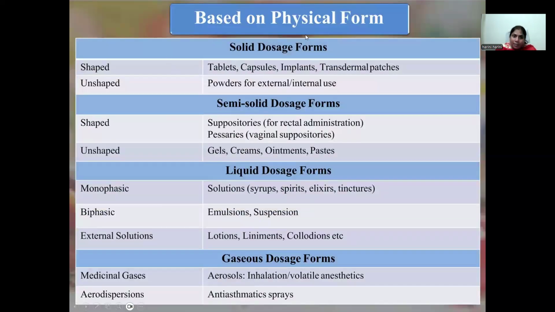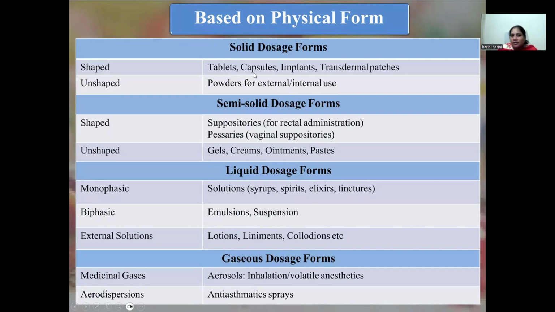Next, based on the physical form, again we are classifying into solid dosage forms. That is, if they appear in the form of solids, they are solid dosage forms. Shaped means they have a particular shape and are taken as a single unit. Tablets and capsules are taken as a single unit or number of units. So that comes under shaped or unit dosage forms. We can tell it like that.